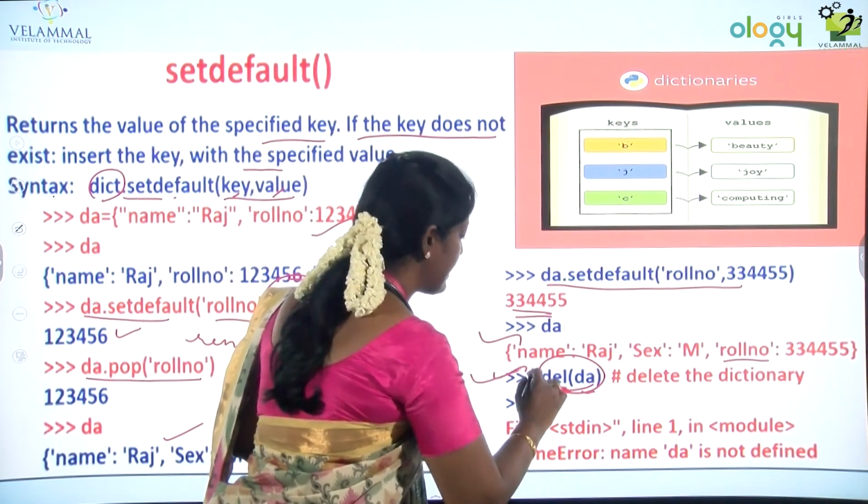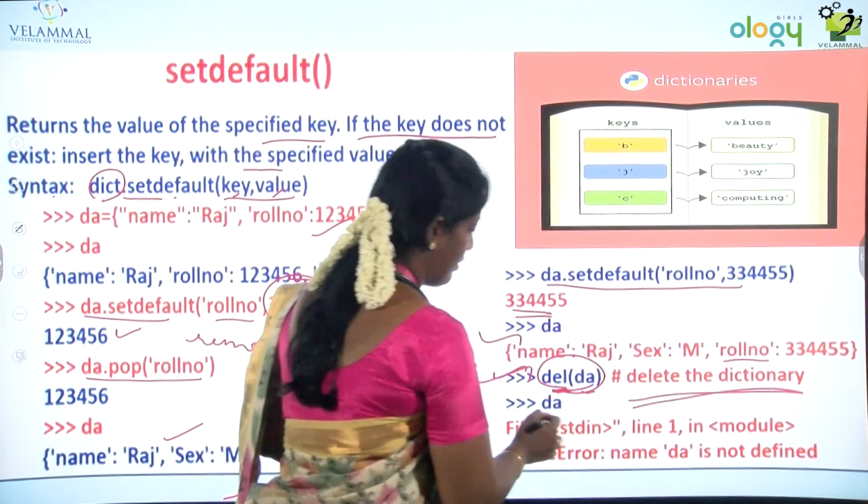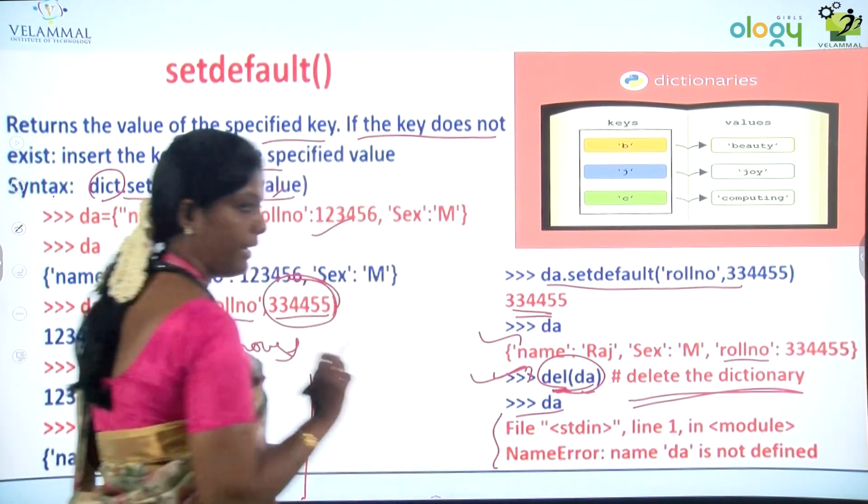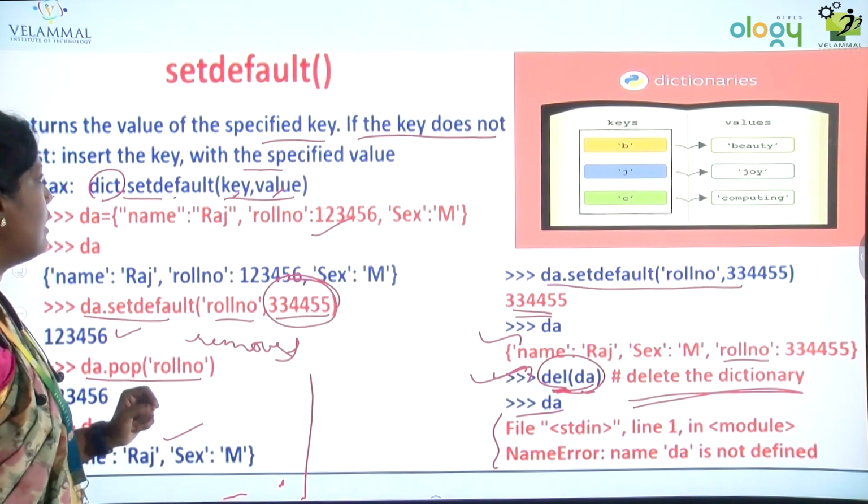Del deletes the entire dictionary. The dictionary da, if you try again, it will not work. That's why the error is coming. There's no da present in your dictionary list.